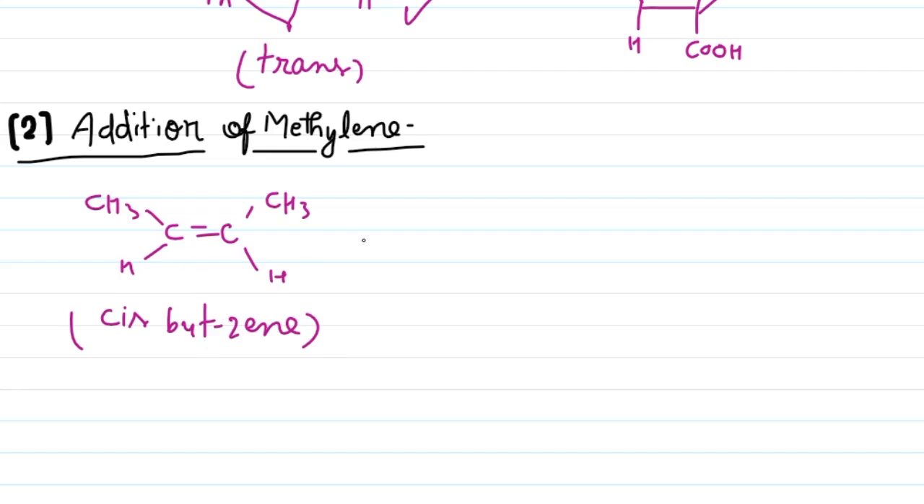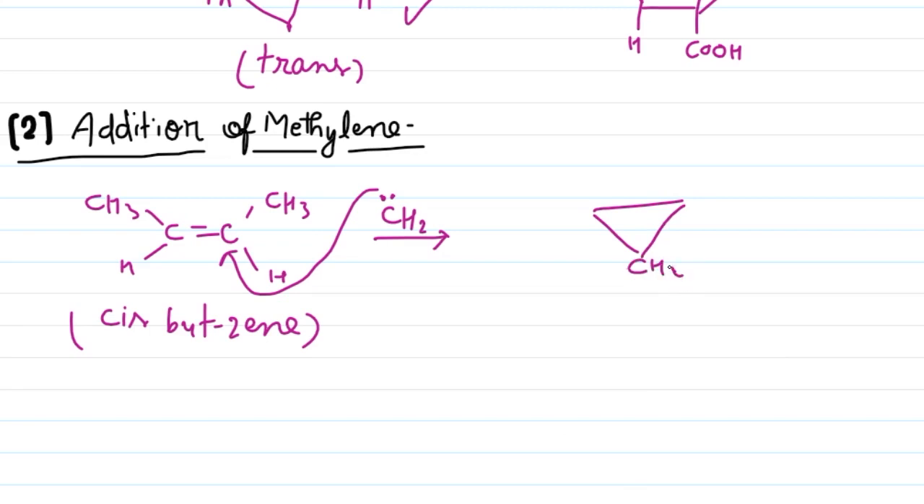Cis-but-2-ene reacts with carbene, CH2 with a lone pair on the carbon atom. It attacks this carbon atom and forms a cis cyclopropane ring. This is the product.